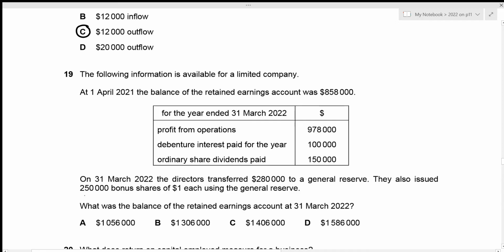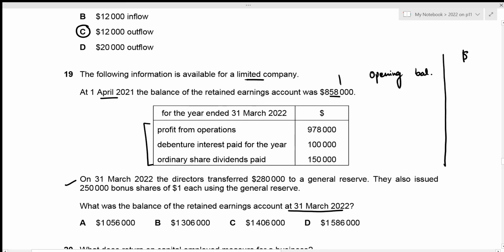The following information is available for a limited company. At 1st April 2021, the balance of the retained earnings account was 858,000. We're given some transactions for the year ended 31st March 2022. Again, this is also a transaction. So we need to figure out the balance of the retained earnings account at 31st March 2022. Okay, so let's prepare the retained earnings account right here. We start with our opening balance, and the opening balance is 858,000.